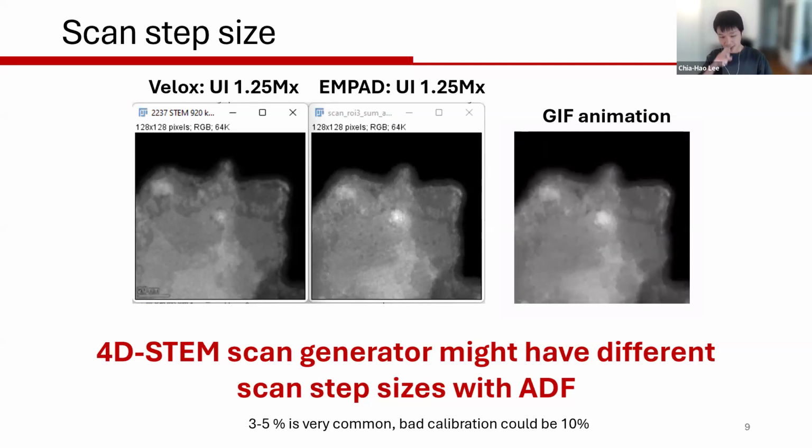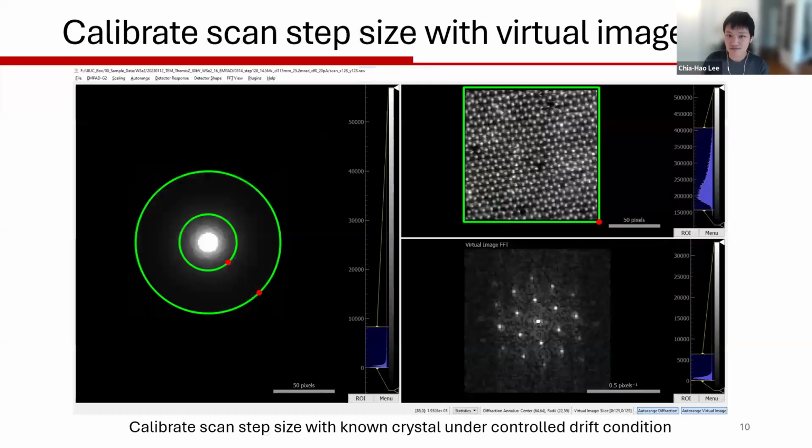Detector or a scan generator, it's very common to see a difference in the field of view by like 3 to 5%. If you have a bad calibration, it could be up to 10%. And of course, I would also recommend people to do this using just a known crystal, and you can actually do this with a virtual image. You can measure the lattice constant in real space or in reciprocal space. But again, most of the time these 4D-STEM detectors are fairly slow.